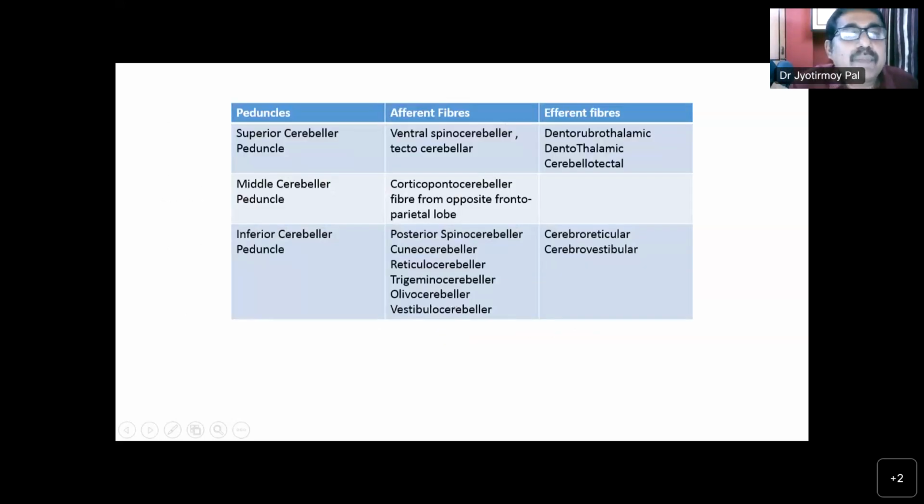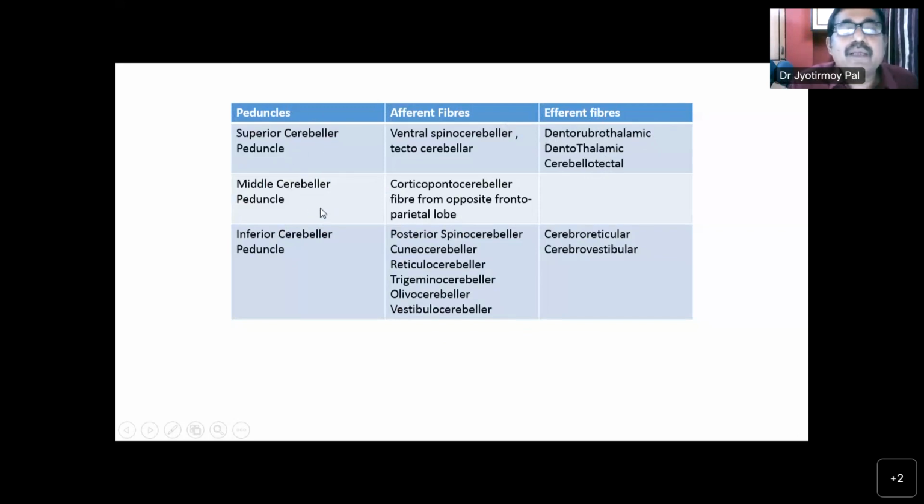What is the function of the peduncle? The superior cerebellar peduncle is basically the efferent fiber, meaning output fiber. There is a dentatorubrothalamic tract. By the superior cerebellar peduncle, fibers from the dentate nucleus go to the red nucleus, thalamus, and cortex, and also directly to the tectal fibers. So this is basically the output fiber.